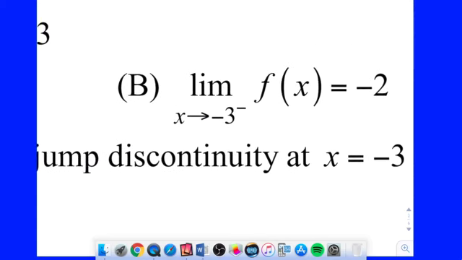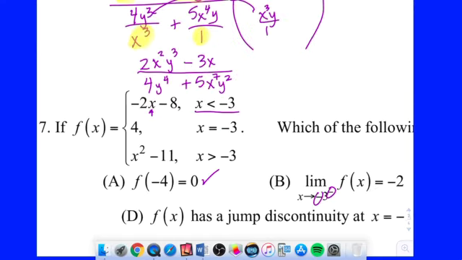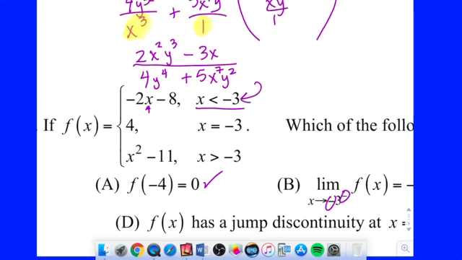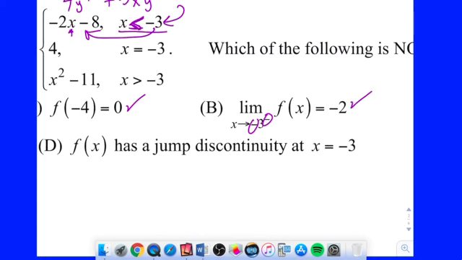What is the limit from the left of negative 3? Well, negative 3 is where it changes, and remember, left of is less than. So we'll plug that negative 3 into that same top piece. Negative 3 times negative 2 is 6. 6 minus 8 is negative 2.